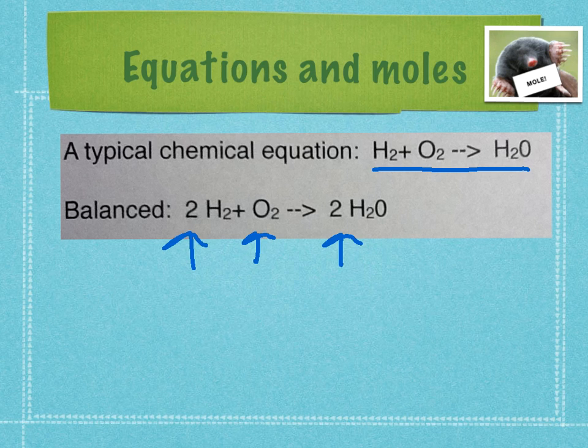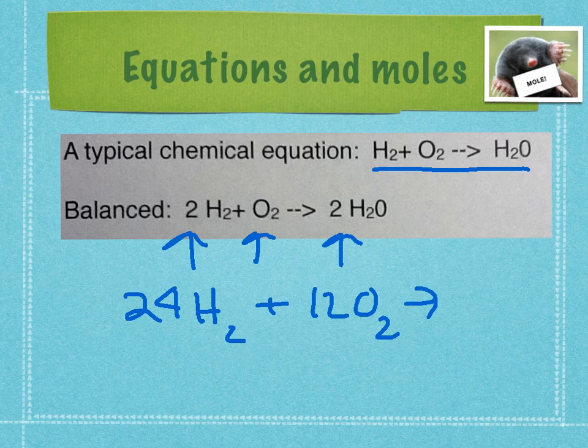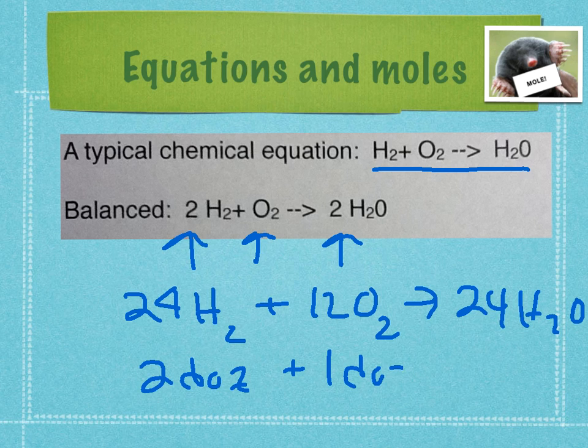You may be saying, how the heck did she do that? Well, let's say I multiplied this entire equation by 12. So then I would have 24 hydrogens plus 12 oxygens yields 24 waters. Well, look what that tells me. This is 2 dozen plus 1 dozen gives me 2 dozen. And I could do the same math if I multiplied it by 6.02 times 10 to the 23rd. So the coefficients can be read in terms of molecules, dozens, or moles.